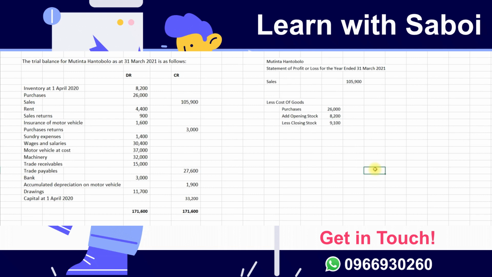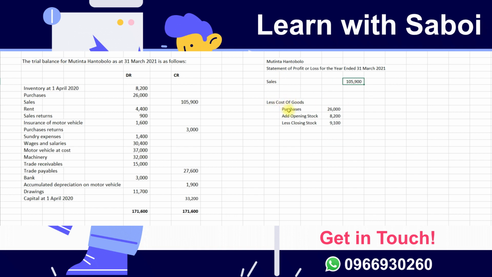We are in the process of preparing the statement of profit or loss for the year ended 31st March 2021 for Mutinta Hantobolo. Now, what I am beginning to show you here is the structure of an actual statement. We will make changes to it based on the additional information that you saw. But for now, let's fill in the information as you can do, just as a way of guiding yourself. So we have got sales, we've put the amount there.